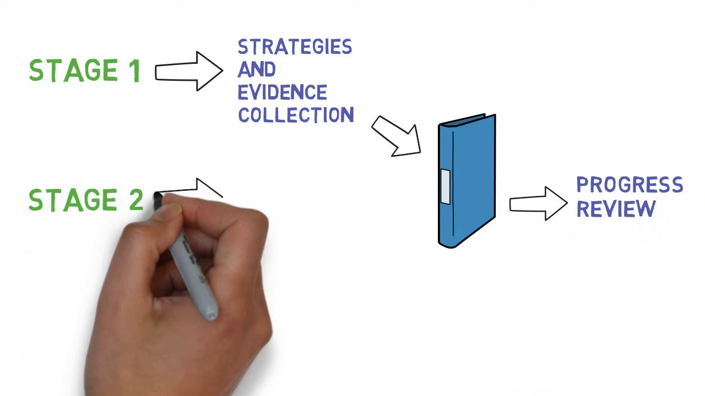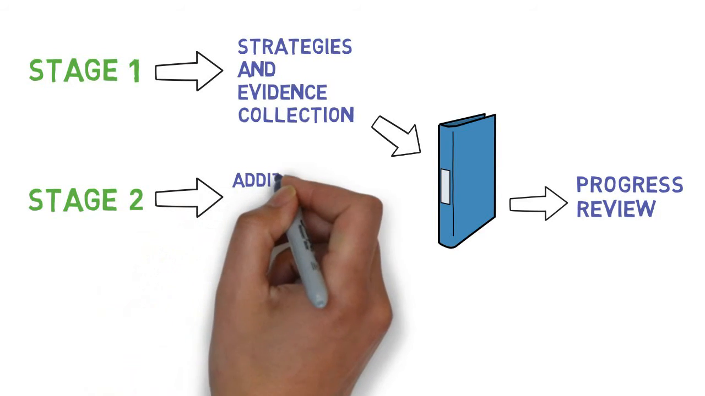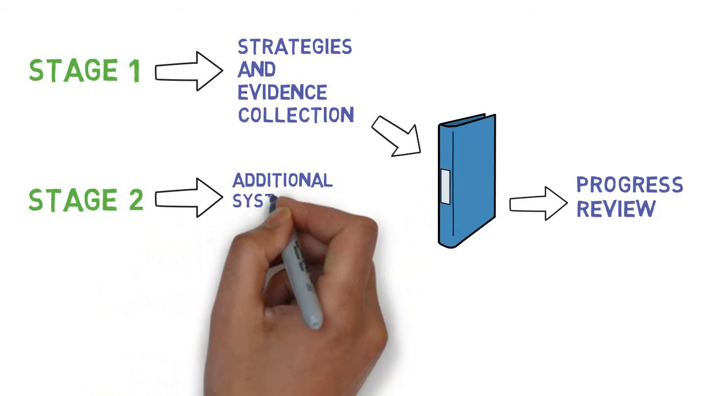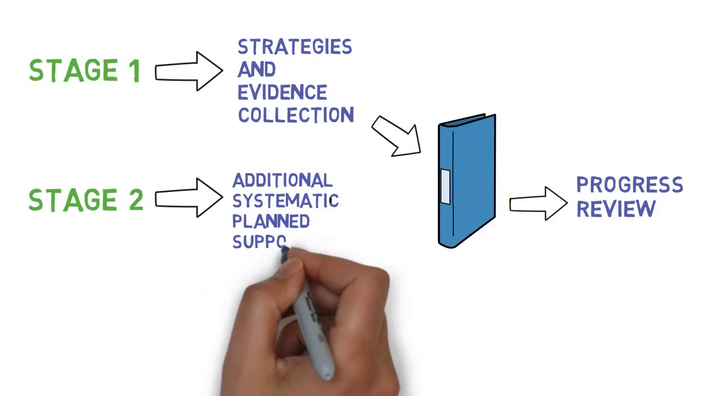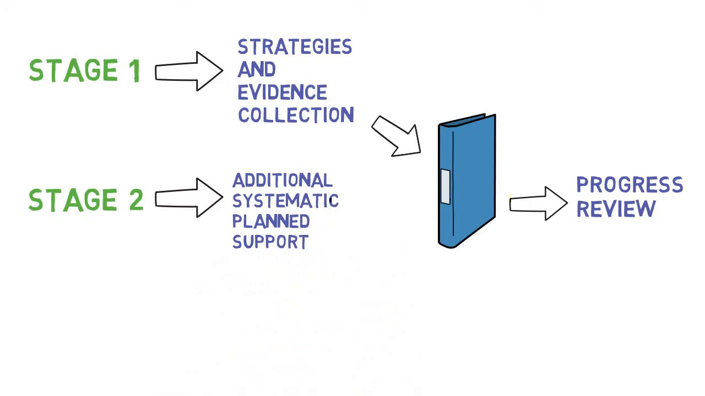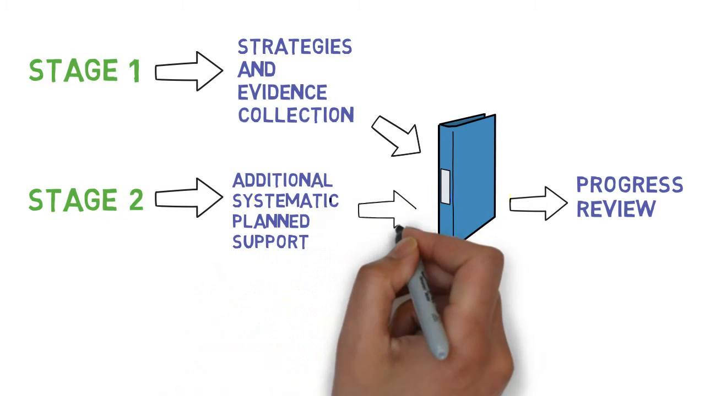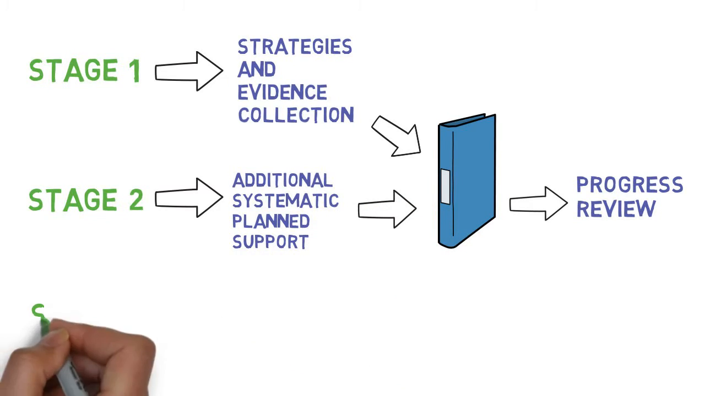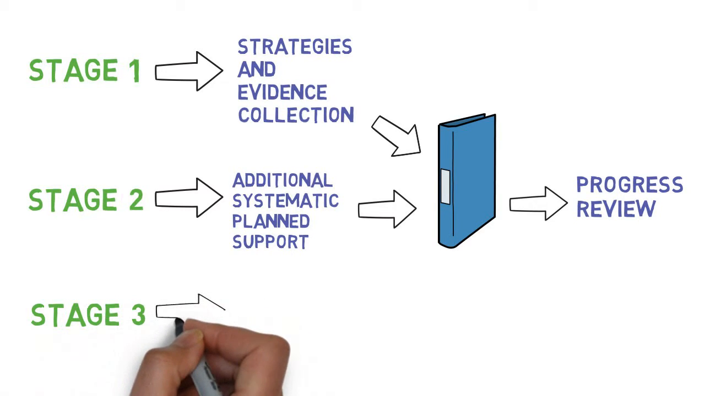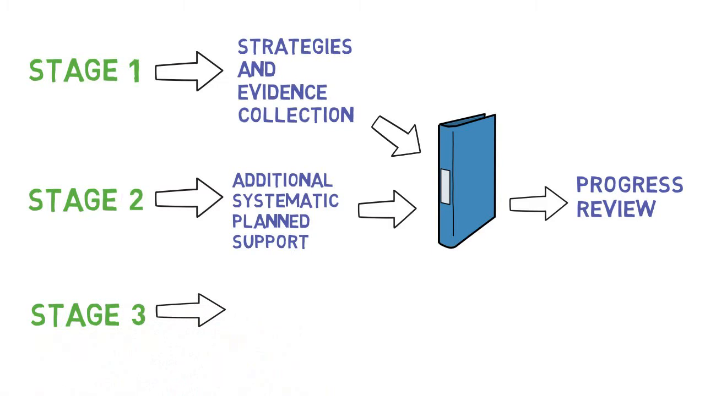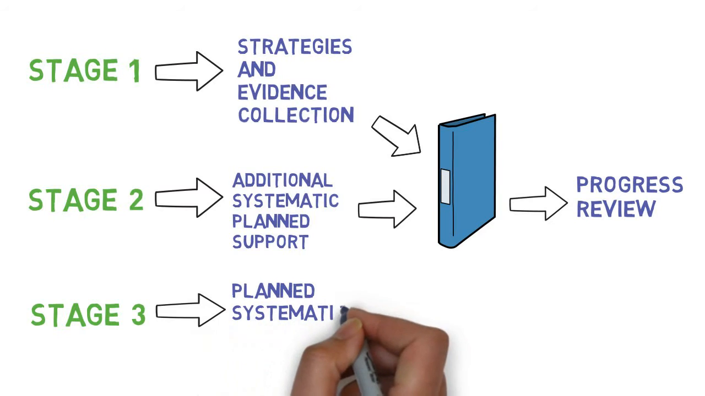If the student moves to Stage 2, the process repeats, only this time they are provided with additional systematic, planned adult support. For example, maybe 10 minutes a day working on a specific social skill with an adult. Further reviews are carried out, and if the Stage 2 plan is unsuccessful, it might mean that the student is moved to Stage 3, where they are offered planned, systematic and more intensive adult support.